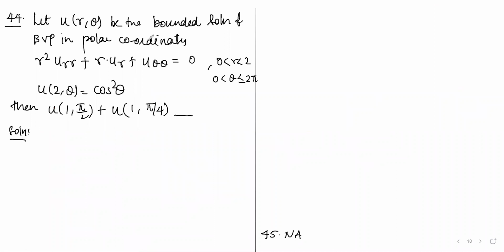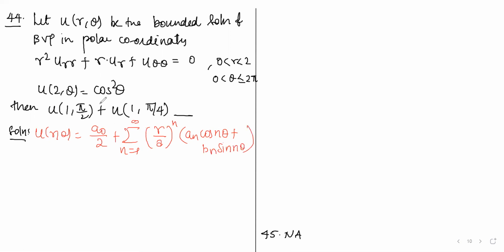Now let's solve this one. This is the Laplace equation in polar coordinates. So its solution is given by, I'll write it down directly. u of r theta is given by simply a0 over 2 plus summation n equals 1 to infinity r over a to the power n, and then an cos n theta plus bn sin n theta. So the solution is given by this equation.